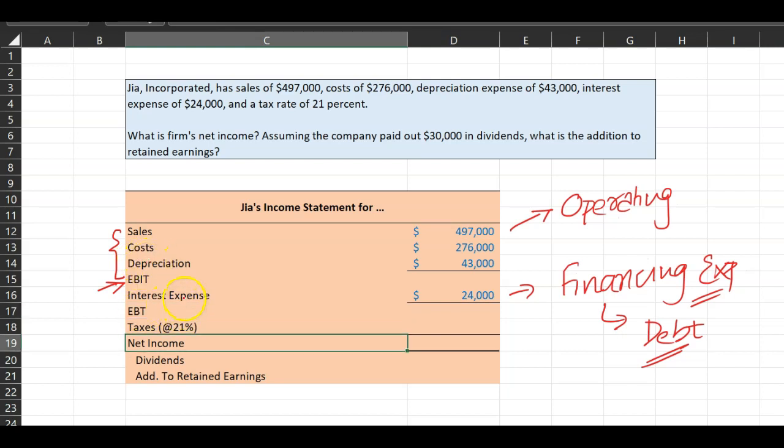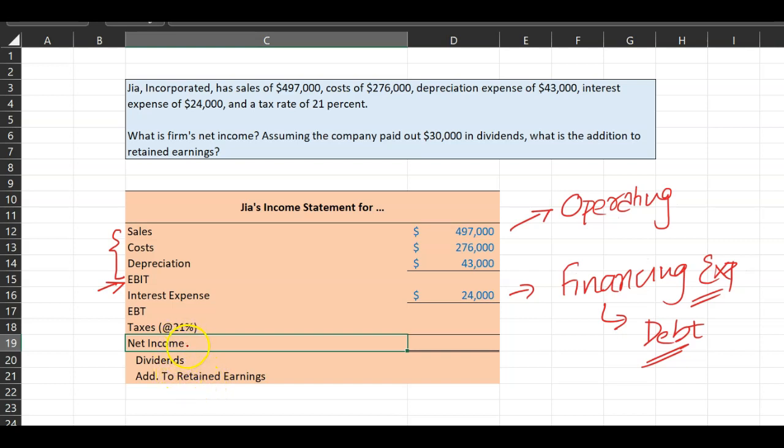Once we subtract interest expense, we get earnings before taxes. You can think of this as the taxable income. And then if the tax rate is given, which in this case is given as 21%, we can use that to figure out the tax liability to get net income. And then net income is further distributed into dividends and addition to retained earnings.